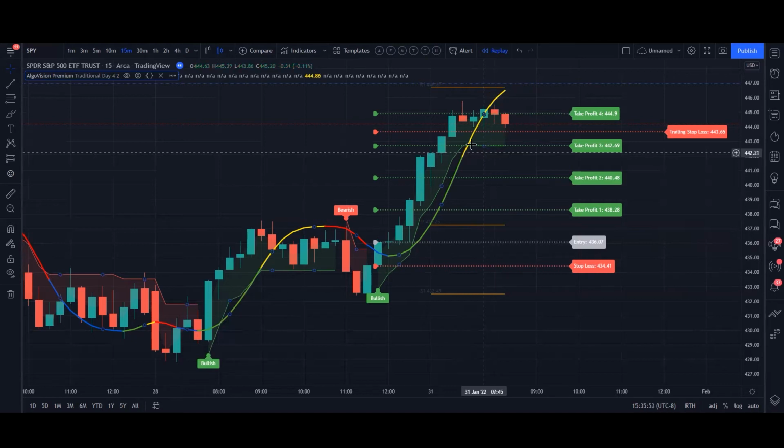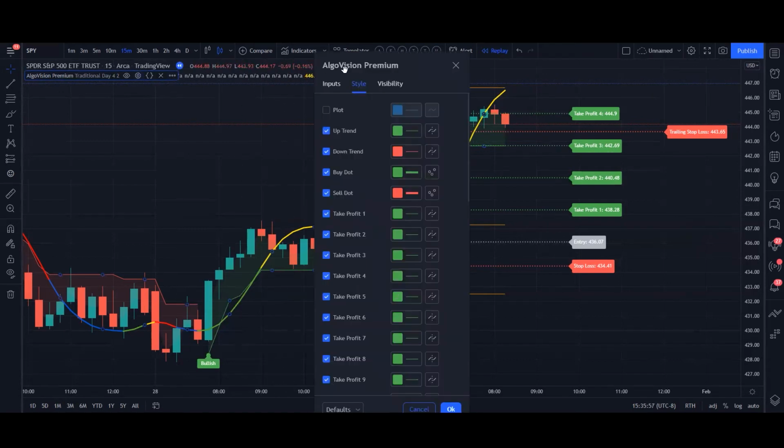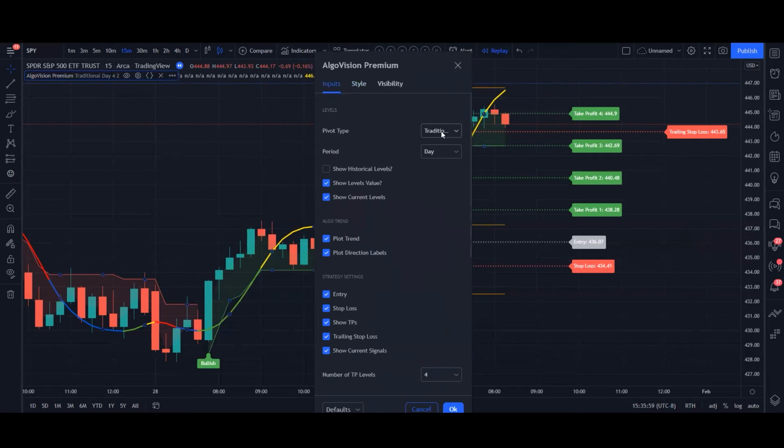Also, you can go into the Settings tab and change the pivot type if you would like. Going here and back to inputs, you can also change it from traditional, Fibonacci, Woody, and Camarilla. We tend to use the traditional pivot points as this is probably the most applicable one for the current indicator. But if you would like to explore the other options, you can change them by doing so here.